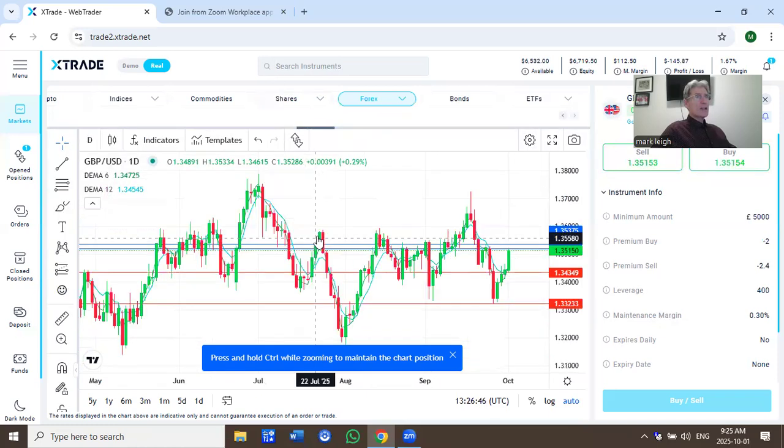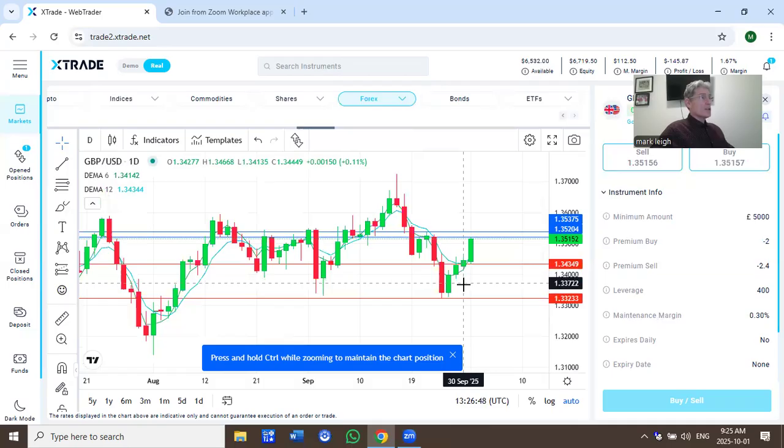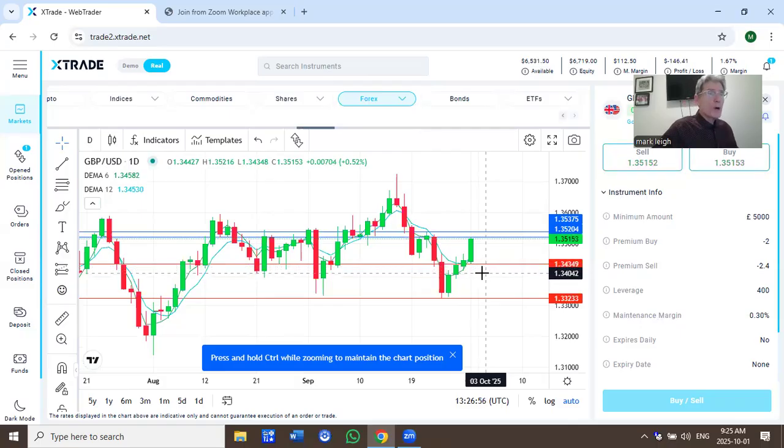I've got the dailies up, and there you can see strong pound, weak US dollar. US dollar hasn't so far fought back against the pound. I've got support at 134.34. I've got resistance at 135.20. Buying pound, selling US dollar.